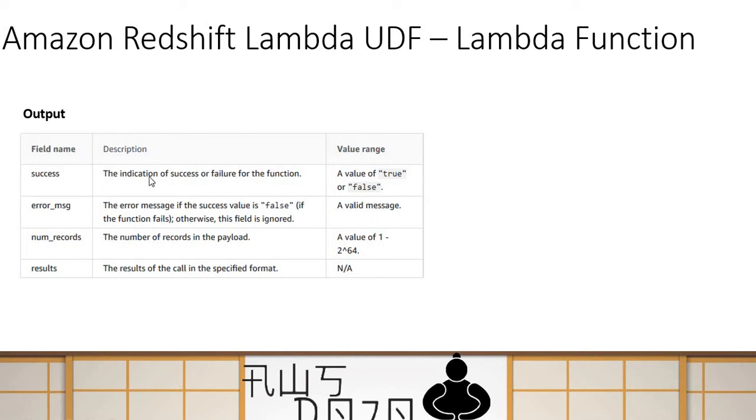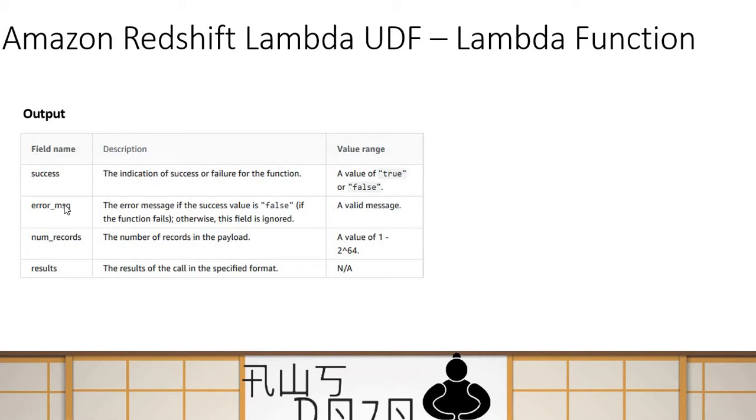If you have set the success value as false, then you can provide an error message in the error message field. So you can provide what error occurred due to which your Lambda function has failed, so that this error message is passed back to the query, so that the person who is running the query can come to know where in the Lambda function things have failed.